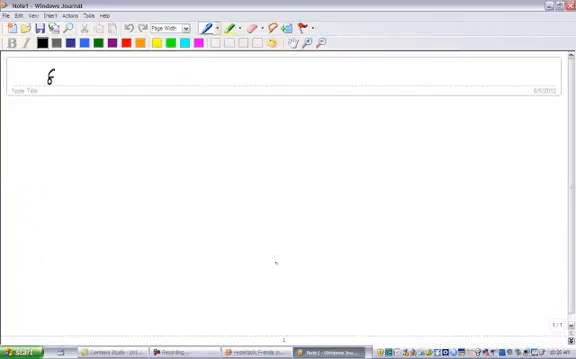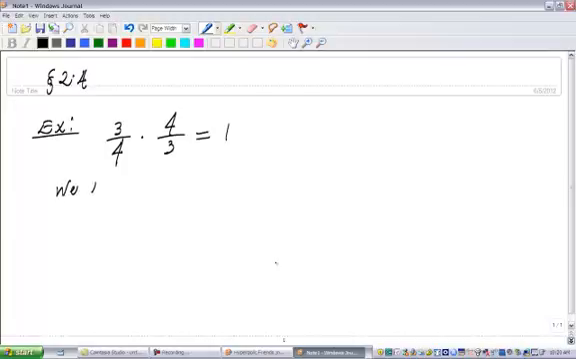Okay, we are still in section 2.4. Remember, if I have the fraction 3 divided by 4 and I multiply that by 4 divided by 3, I get 1. So these are the reciprocals of each other. We sometimes express this by saying that 4/3 is equal to 1 divided by 3/4, okay?